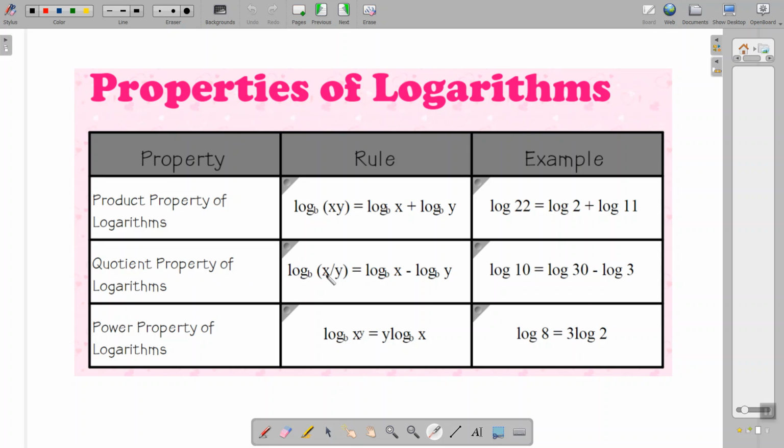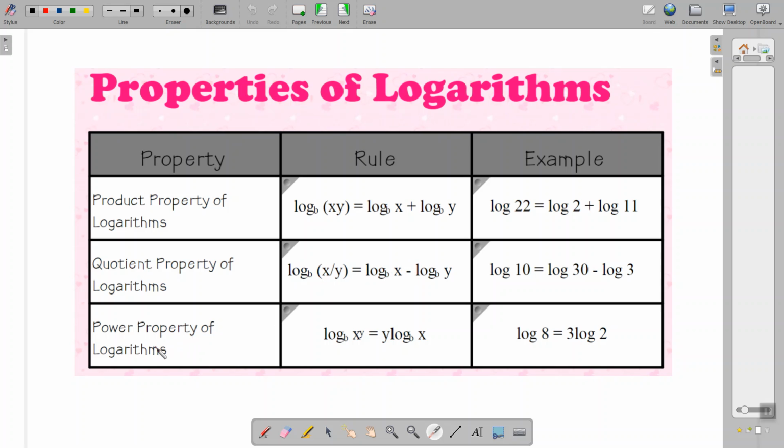The quotient property of logarithms says if you have a logarithm, any base, and there is a division in it, a quotient in it, then each one of those, the numerator and denominator, x and y, can go to their own logarithm, and this time, because it was division, they'll be separated by subtraction.